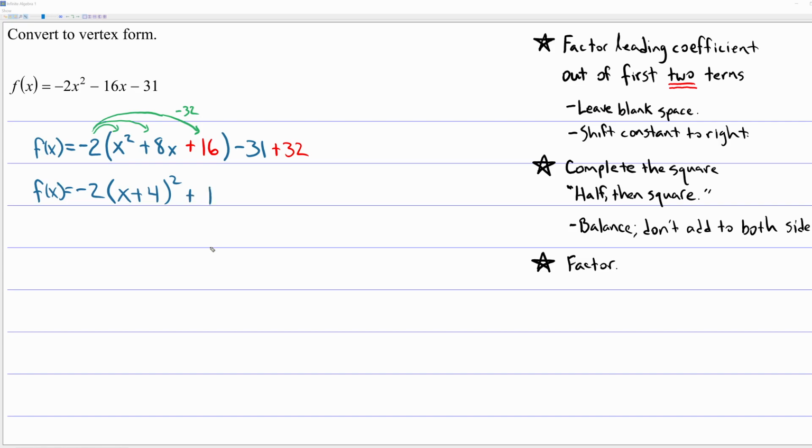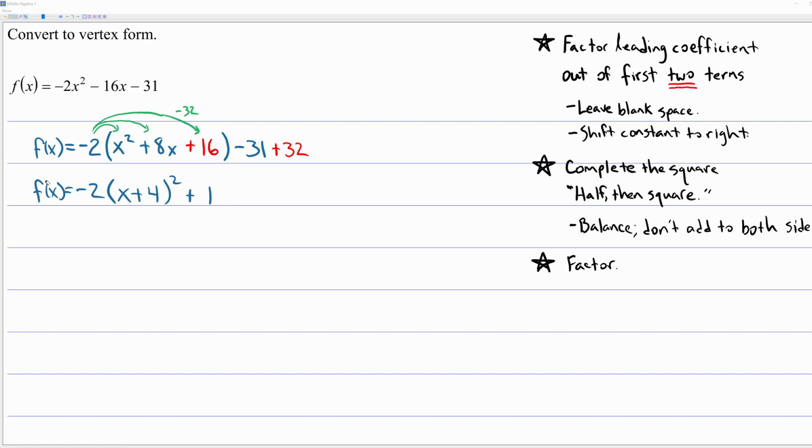So, the two most common mistakes are, number one, factoring the leading coefficient out of the constant term or leaving the constant term inside the parenthesis. And then the second most common mistake is balancing out this +16 with a -16, which doesn't make sense because, again, this 16 is not really a 16, it's a -32.